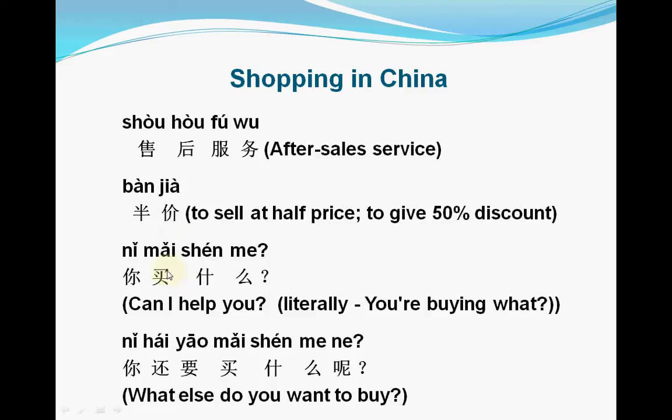Okay, let's see some sentences. 你买什么? 你 means you. 买 means buy. 什么 means what. So literally, this sentence means you buy what. So we can translate it as, can I help you? 你还要买什么呢? Make this sentence a question. 你 means you. 还 means else. 要, want. 买, buy. 什么 means what.